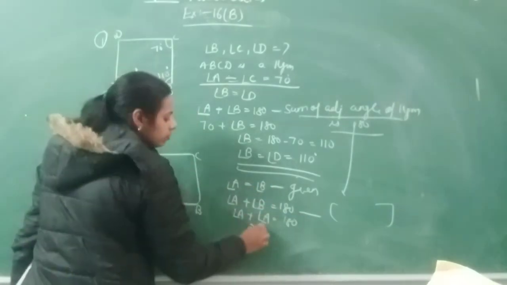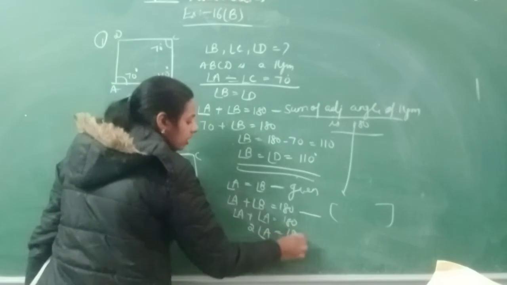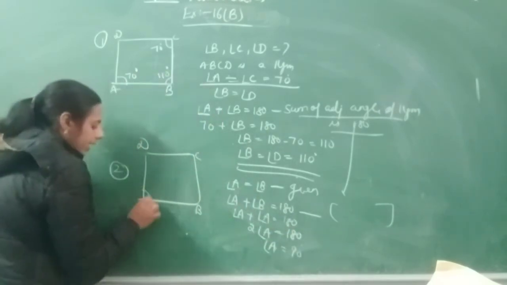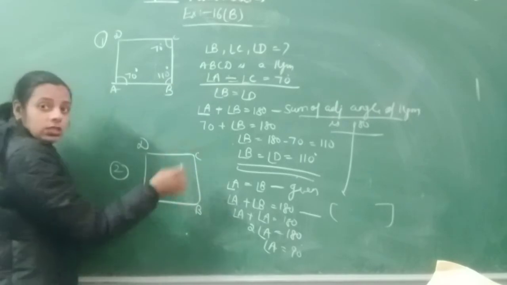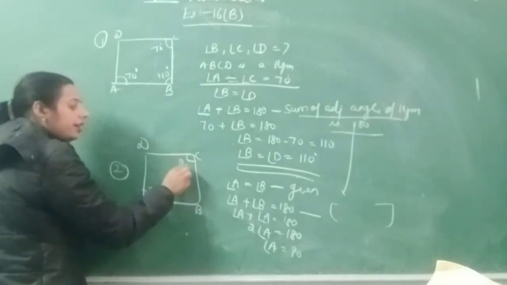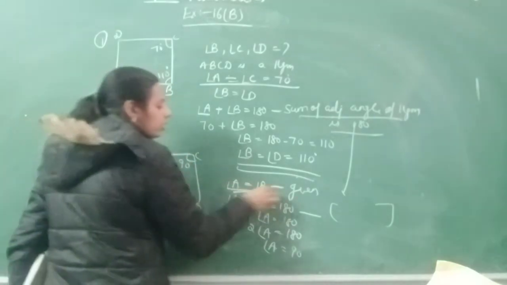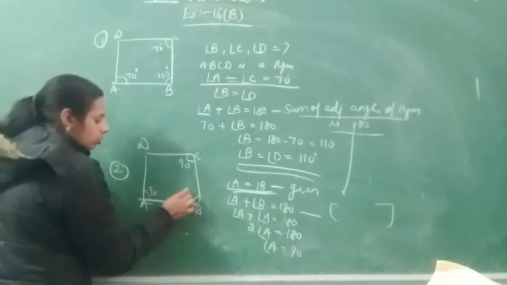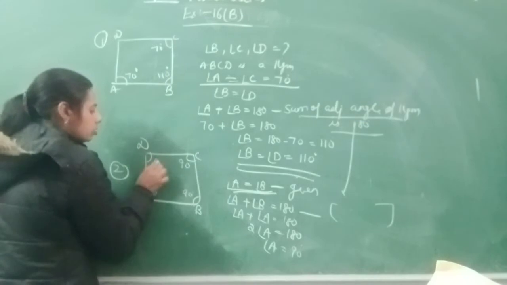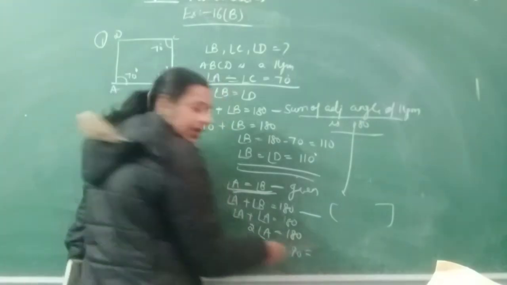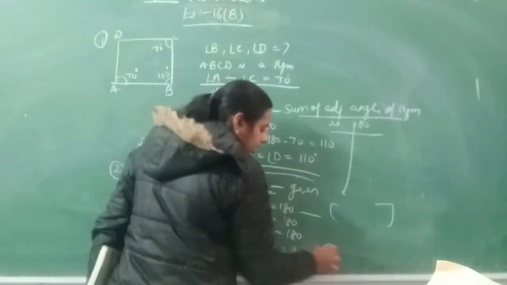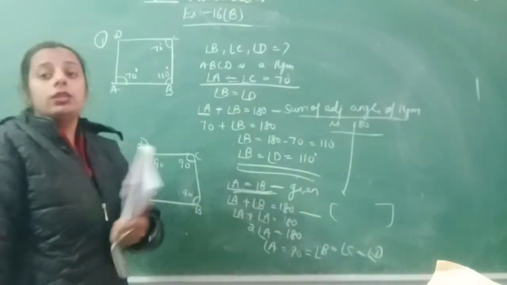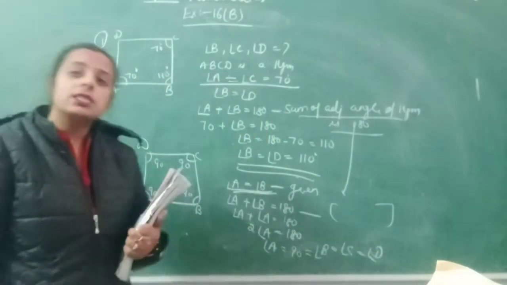So 2 times angle A is equal to 180 degrees. So angle A will be 90. If angle A is 90, because it is a parallelogram, this is also 90. And in the given condition, it is already given that the adjacent angles are equal. This 90, so this is also 90. If angle A is 90, then angle B, angle C, and angle D are also 90. Now in this parallelogram, all the angles are 90 degrees.